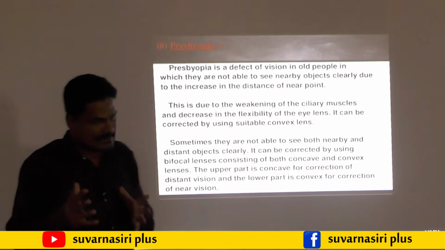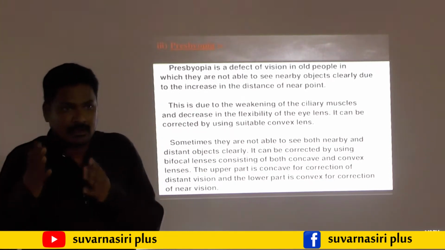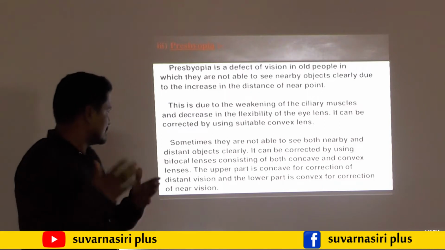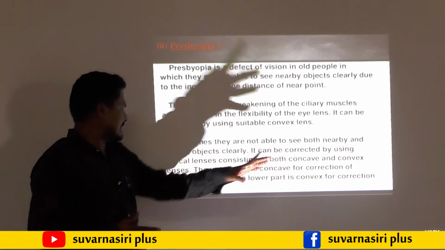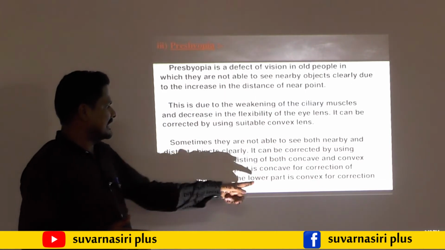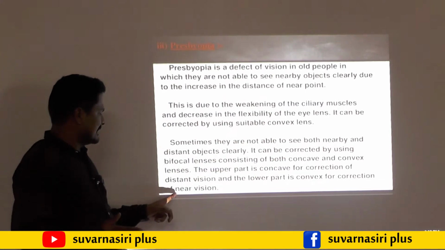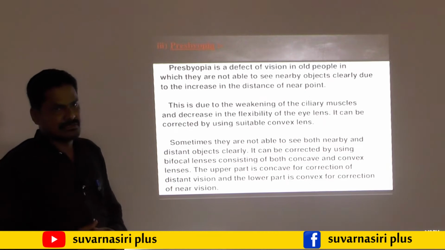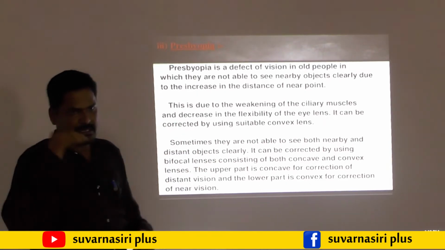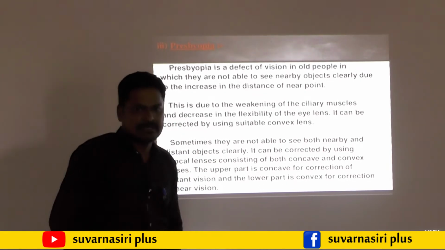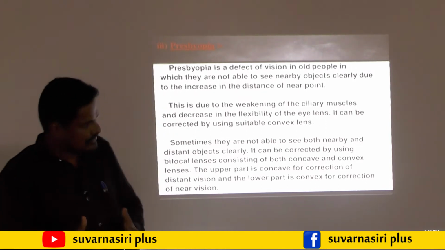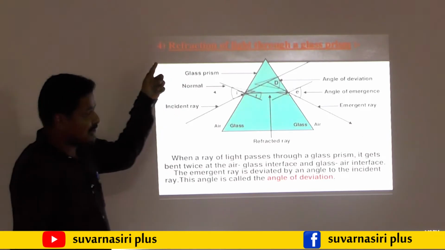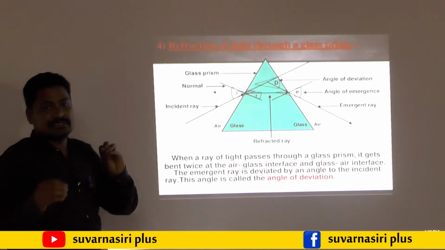Bifocal lenses consist of both a concave lens and a convex lens. The upper part, concave, is for correction of distance vision, and the lower part, convex, is used to correct near vision. Concave is the upper part and convex is the lower part. So these two lenses are used to correct presbyopia. Okay, so these are the things.